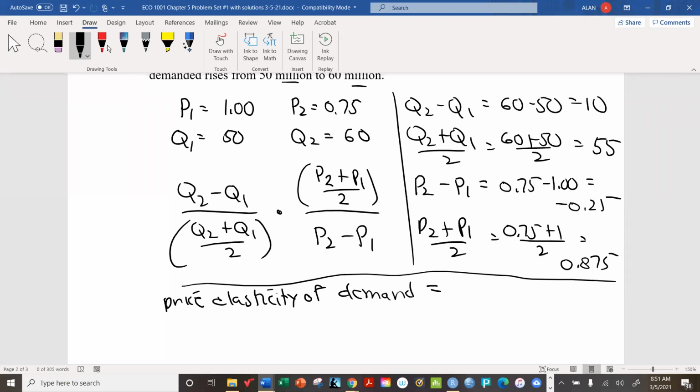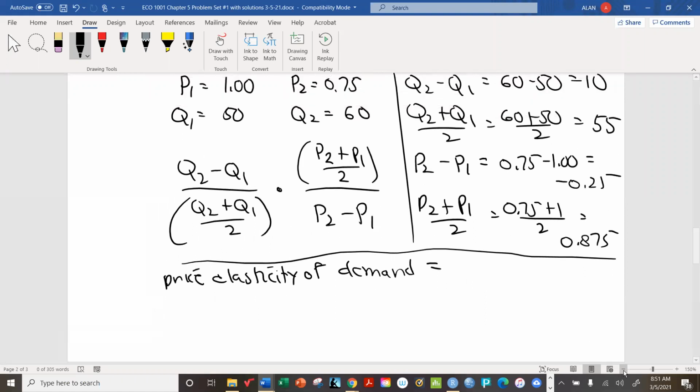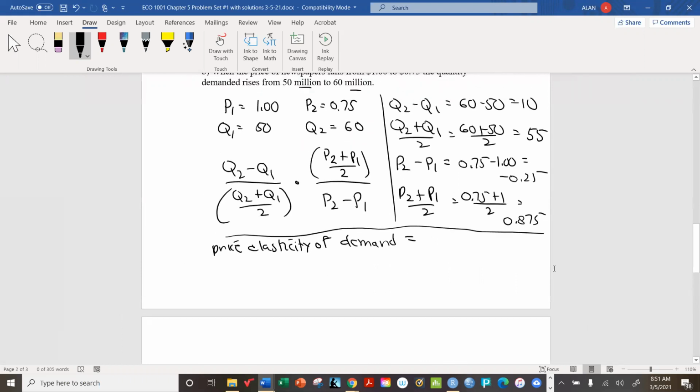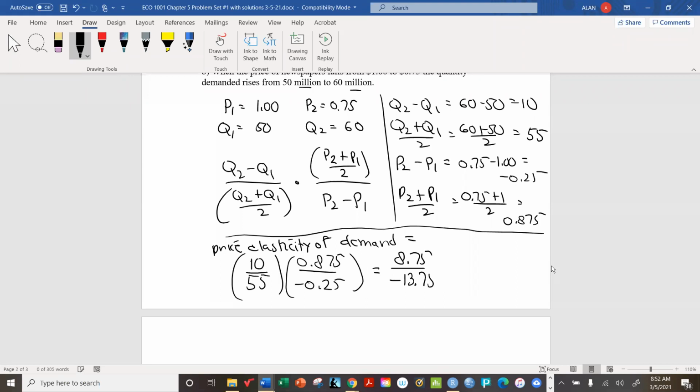All right, so the price elasticity of demand equals, now we start plugging some numbers in. Let me just try to find room for it. I think I can just about squeeze it in here. 10 over 55 times 0.875 over negative 0.25. All right, so the numerator is 8.75. The denominator is negative 13.75. And so the ratio there is negative 0.64.